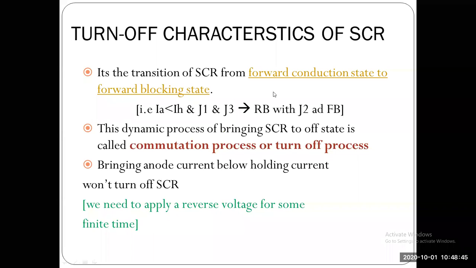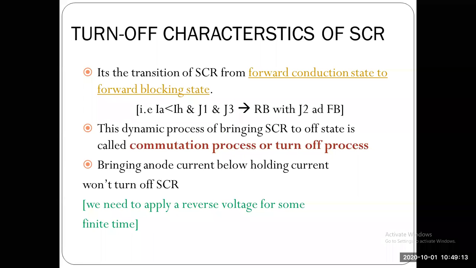This is the process from forward conduction state to forward blocking state, and the requirement is that anode current should be less than holding current. After reaching the turn-off state, J1 and J3 will be in reverse bias and J2 will be in forward bias. This is the final steady state value we require after completion of the turn-off process.